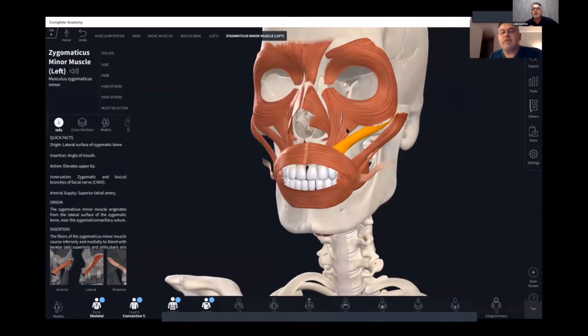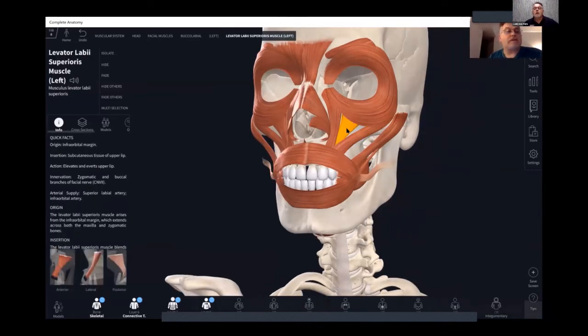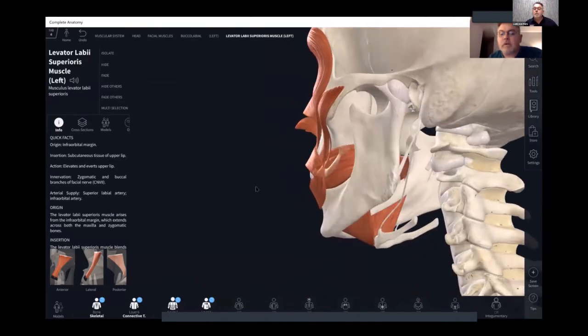Then we'll move on to the levator labii superioris and the levator labii superioris alaeque nasi. The levator labii superioris, its origin is the infraorbital margin. For the alaeque nasi, it's just a little bit closer to the midline than the superioris itself. It inserts in the subcutaneous tissue of the upper lip, and its action is elevating and everting the upper lip. So again, all of these muscles of facial expression, there are a few a little bit smaller.